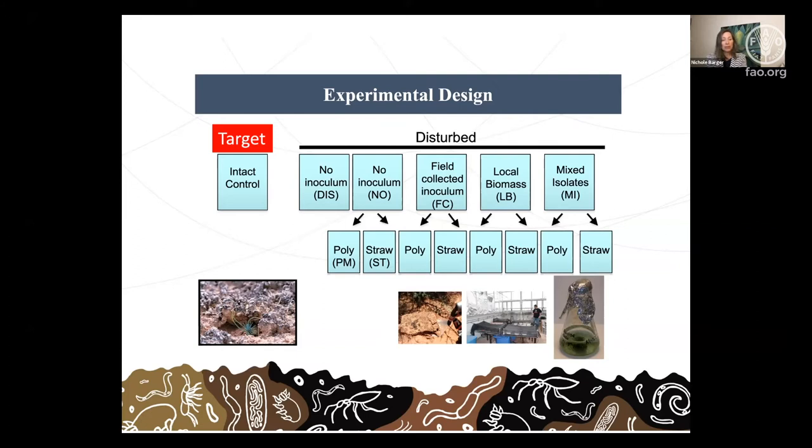So what you'll be seeing in the next couple graphs are an intact control. This is our target restoration of an intact biological soil crust. Then we had a disturbed, degraded soil surface where we added no inoculum. In this experiment, we added field-collected inoculum because we wanted to know if that locally adapted inoculum would actually be effective relative to what we had grown up in the greenhouse, which is the local biomass, and what we had grown in the lab with the mixed isolates. Each one of those was inoculated onto a surface of the polyacrylamide or the straw.